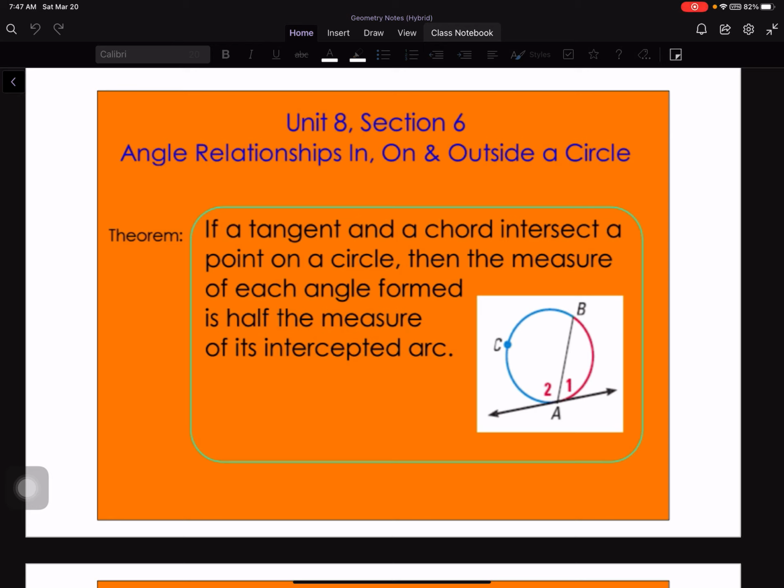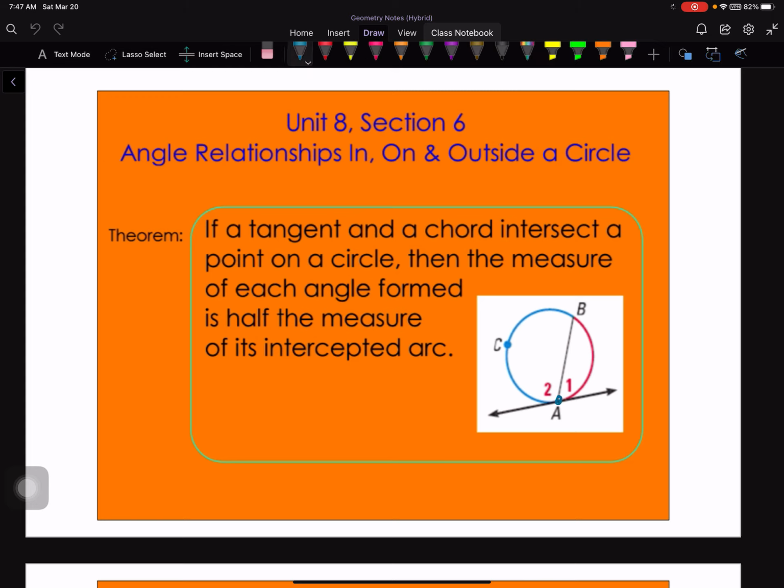All right, Unit 8, Section 6, Angle Relationships in, on, and outside of a circle. So we have another theorem. If a tangent and a chord intersect at a point on a circle, then the measure of each angle formed is half the measure of its intercepted arc, which makes sense. You can see the diagram there to the bottom right.